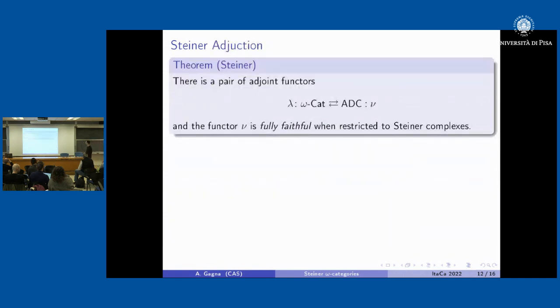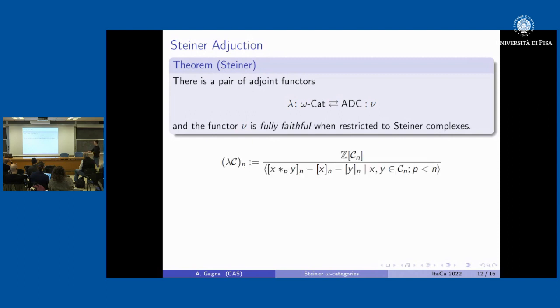Okay, now I come to the link. The main theorem of Steiner is that there is an adjunction between omega categories and augmented directed complexes, and the right adjoint, this nu, this lambda stands for linearization, and this nu is a kind of nerve. This nu is fully faithful when restricted to Steiner complexes. So Steiner complexes are really a very faithful trace of omega categories. They are completely algebraic. They are chain complexes, and they encode all the complexity of omega functors.